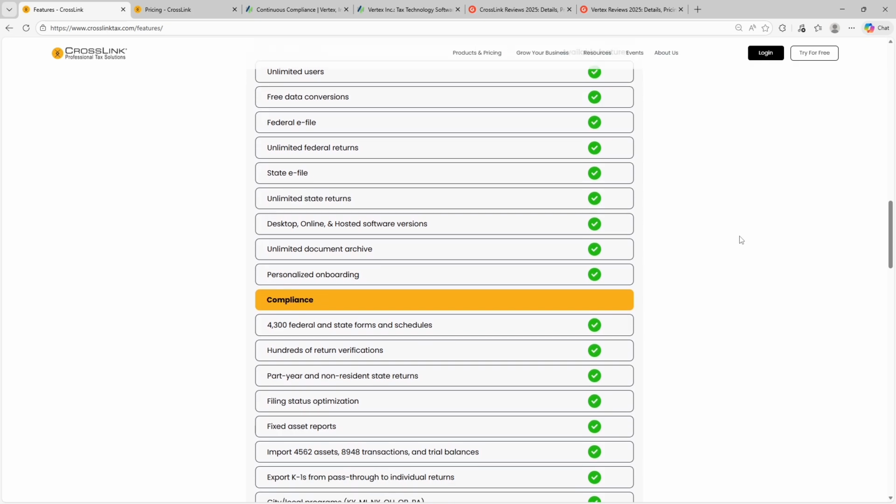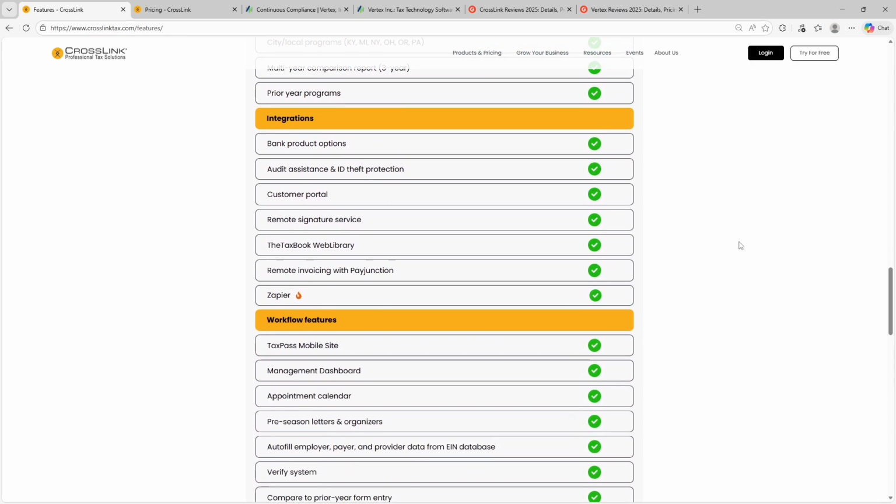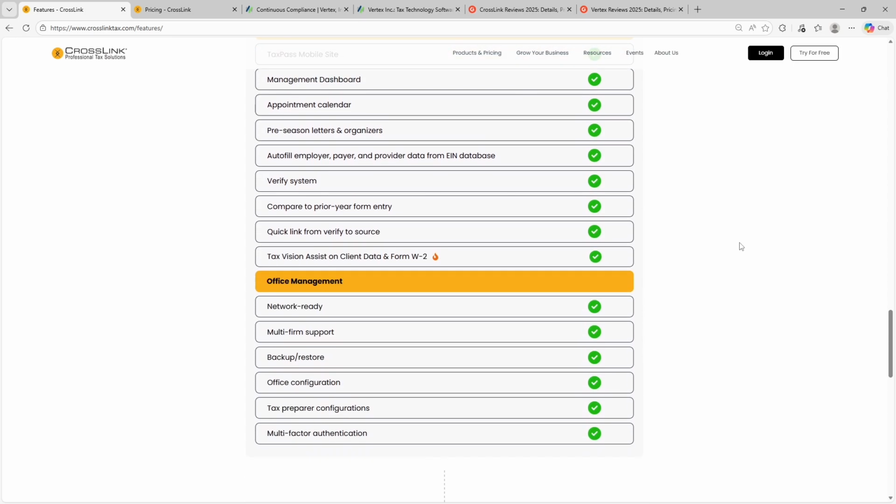CrossLink also includes TaxPass mobile site access, allowing clients to upload documents remotely, and TextLink Plus, which adds secure client communication directly into the workflow. Personalized onboarding and technical support are bundled in, helping firms get productive quickly without paying extra for basic assistance.